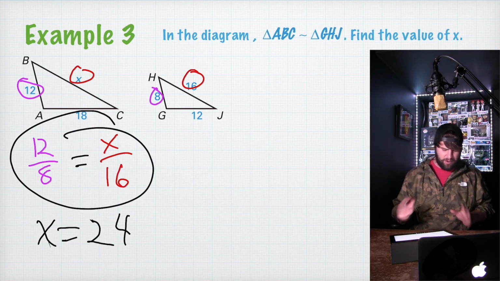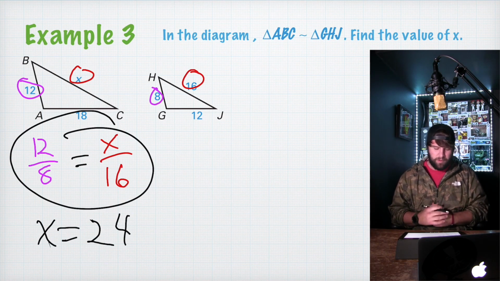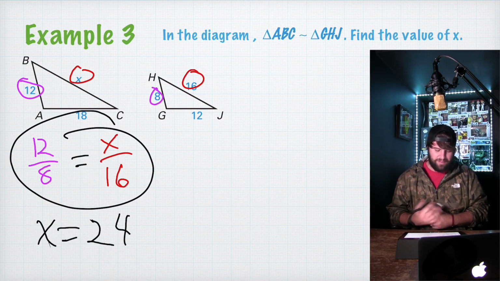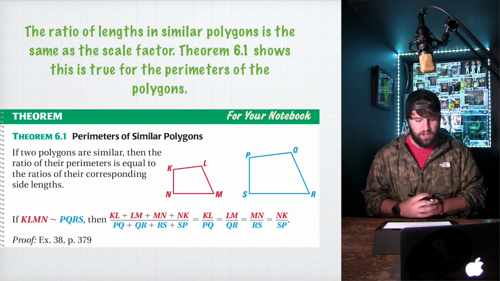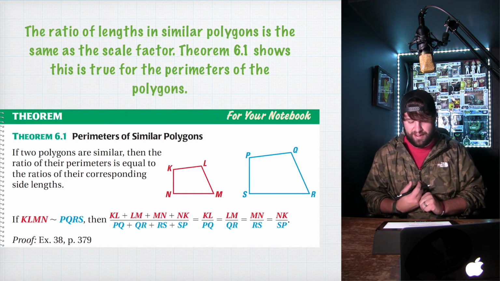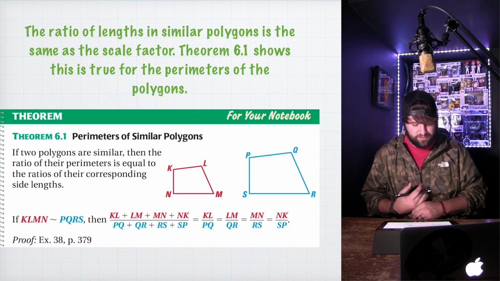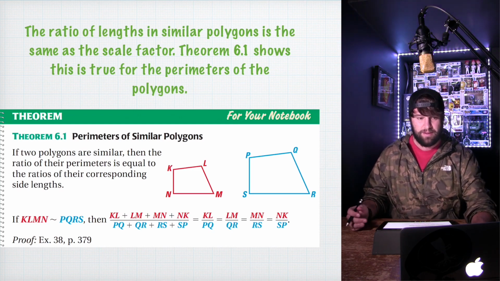I'm not going to go ahead and work that math out. It's something we've been doing this whole chapter. But 12 times 16 divided by 8 gave us 24. Okay? The ratio of lengths in similar polygons is the same as the scale factor. Theorem 6.1 shows this is true for the perimeters of the polygons. Perimeters of similar polygons. If two polygons are similar, then the ratio of their perimeters is equal to the ratio of their corresponding side lengths. Okay.